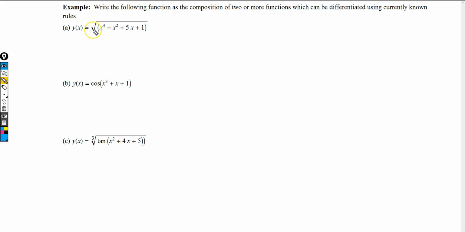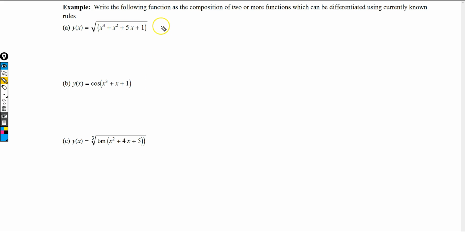You see, right now, we don't have any rule for which we can evaluate the derivative of the square root of x cubed plus x squared plus 5x plus 1. We don't have any rule that allows us to evaluate the derivative of this, nor the derivative of this one, the cosine of x cubed plus x plus 1. Nor can we evaluate the derivative of this. But let's see if we can write these as the composition of two or more functions, in which we know the derivative of each of those functions individually.